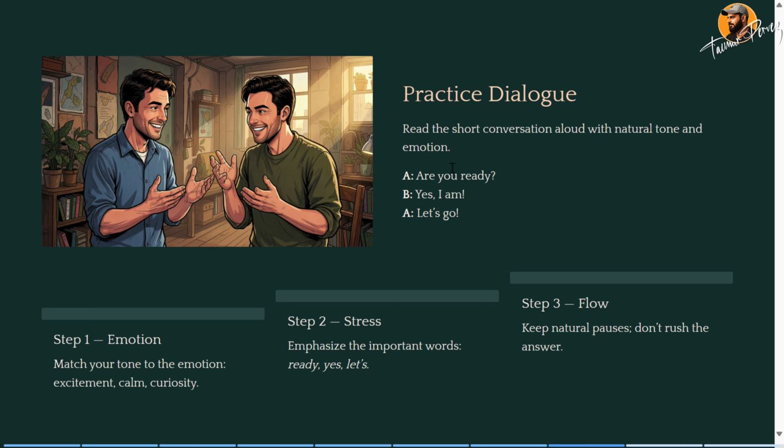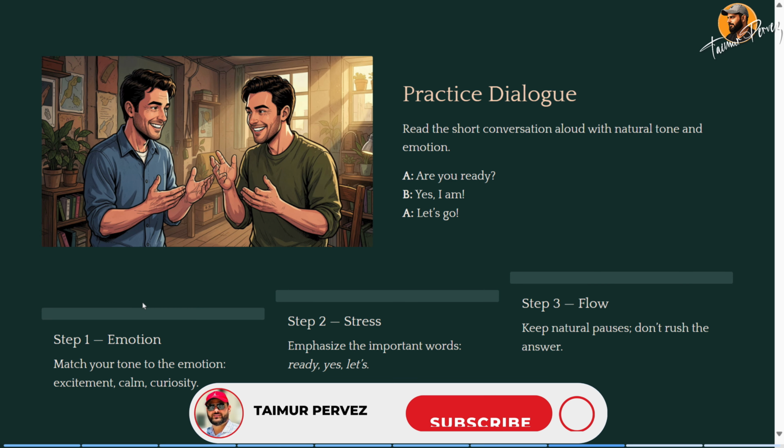Did you notice मेरी voice में, मेरे tone में कैसे difference आया? तो यही टोन, यही वॉइस मॉड्यूलेशन, यही पिच का अप डाउन होना हमें सीखना है. So step number 1 is emotion. You have to match your tone to the emotion. एक्साइटमेंट हो, सैडनेस हो, एंग्री हो, काम हो, क्यूरियोसिटी हो, all the kinds of emotions.